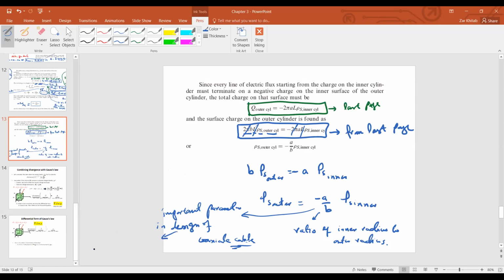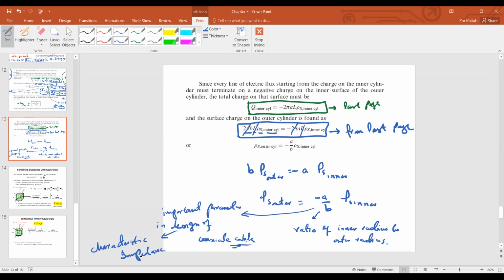You design the coaxial cable for characteristic impedance. This is one important parameter, characteristic impedance, for which we design our communication links. Characteristic impedance is a very important parameter, and later on we'll see that the ratio of A to B plays an important role in characteristic impedance.